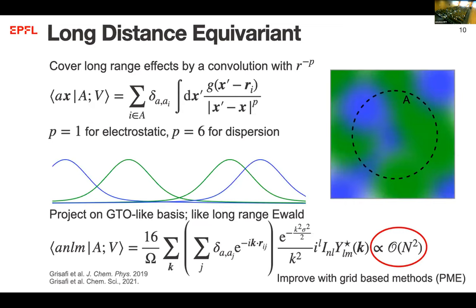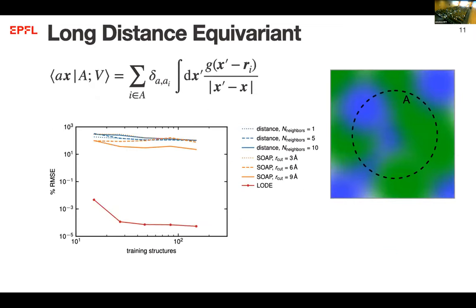So we have now again our long-distance equivalent here, and we see there is the red line, and we get orders of magnitude, not close but close to machine precision, so we can really accurately describe the charge distribution of these systems.